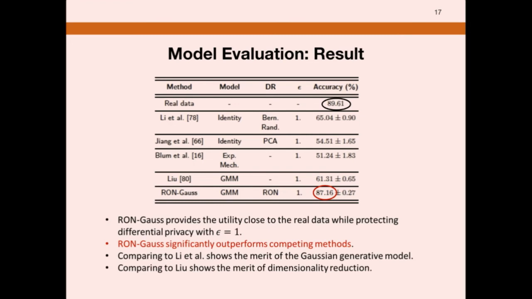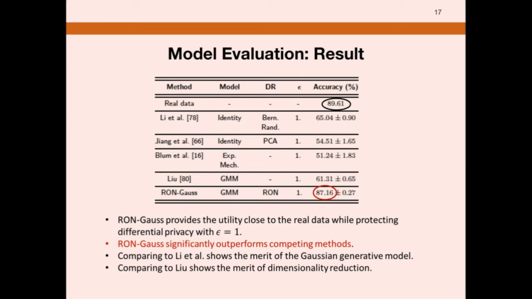The top row shows the performance if you train and test on the real data: you get about 90% accuracy. The rest of the rows are different methods in previous work that use in some way either a generative model or some way of dimensionality reduction. So we try to compare to motivate why each component of our work makes sense. And all of them use epsilon equals 1.